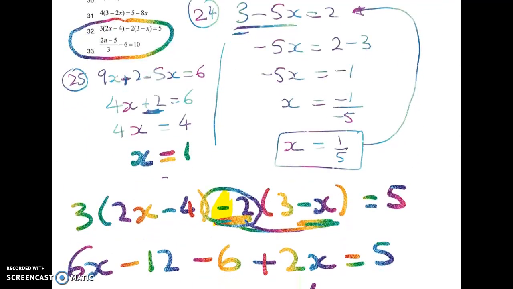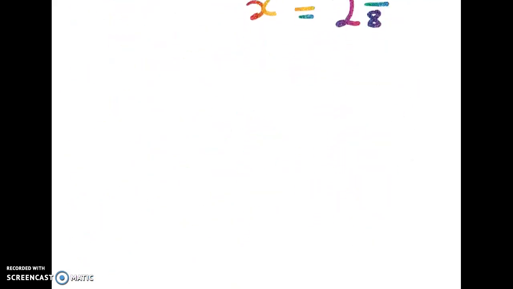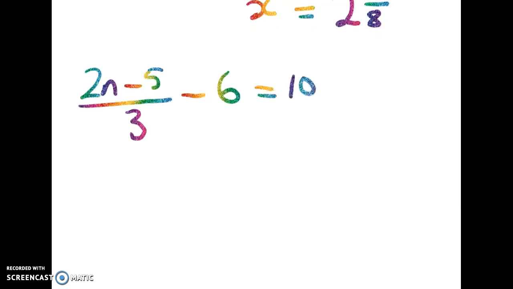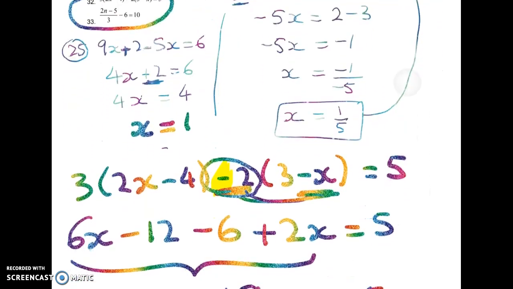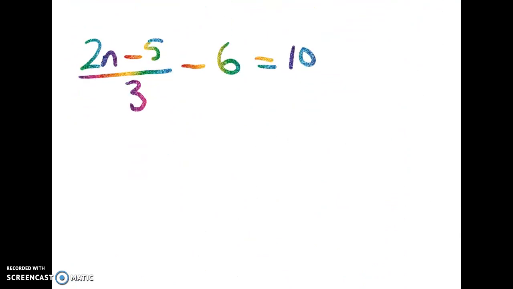(2n minus 5) over 3, minus 6, equals 10. Let's just check that I've written that down right. (2n minus 5) over 3, minus 6. Yep. Okay, the first thing to notice here is think about how that equation got formed and go watch the video that I've done of Don Stewart's problems where there are 10 equations.